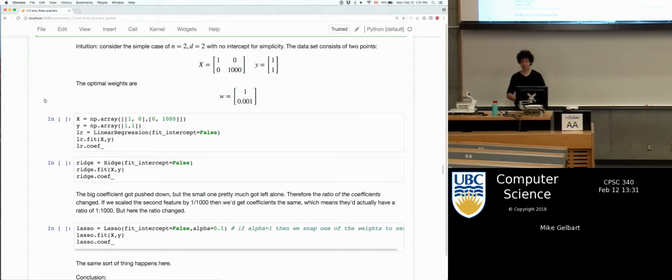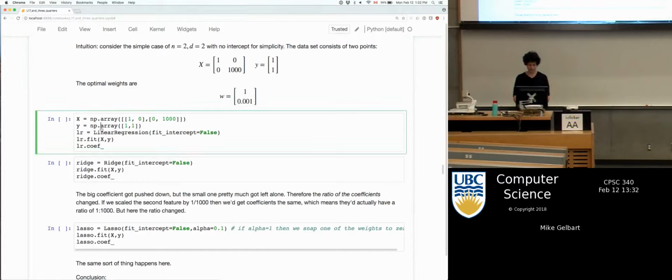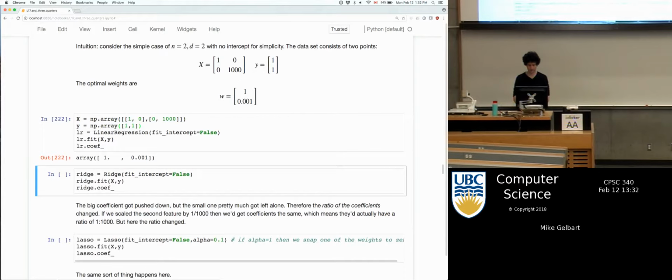Cool, fine. Here's an example that my past self created. It has 2 features and 2 points, and no intercept for simplicity. The solution in this case is pretty clear because of the 1, 0 structure, the diagonal structure of x. We just set w1 to 1 and w2 to 1,000, and we get 0 training error. If you multiply x times w, you get exactly y.